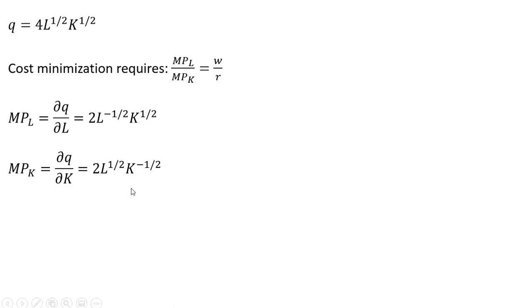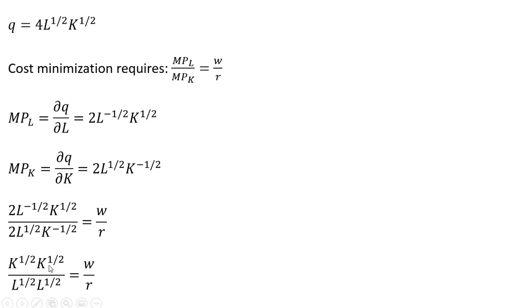And as for the marginal product of capital, take the partial derivative of the production function with respect to K. This time we take the exponent on the K term, bring that down in front, so 1/2 times 4 leaves us with 2. And then we subtract 1 from that K exponent, and we have the following result. Putting the marginal product of labor over the marginal product of capital and setting that equal to the ratio of the input prices. And now simplifying.